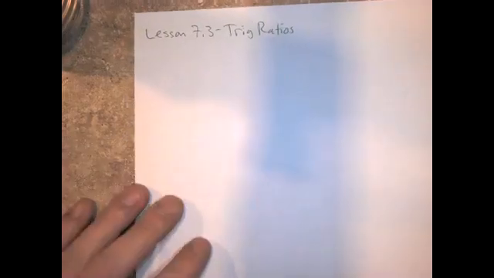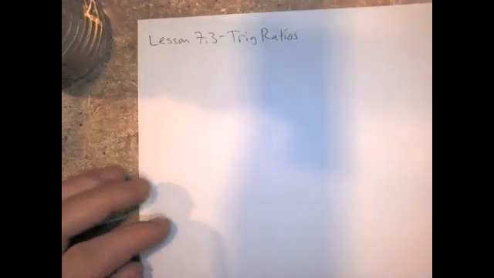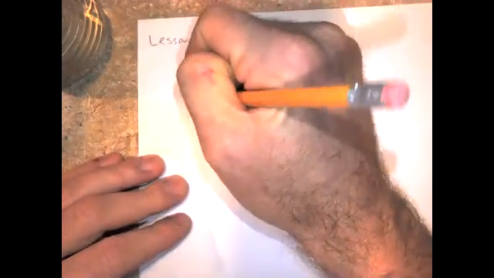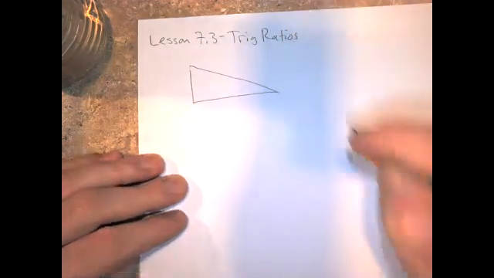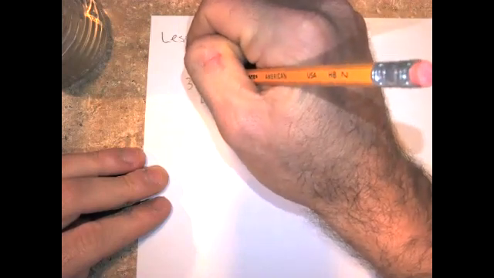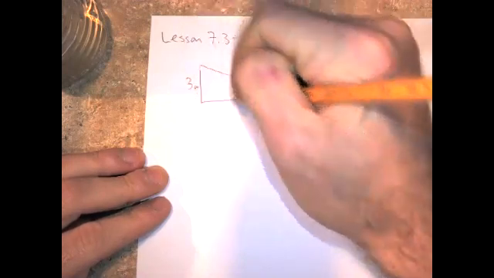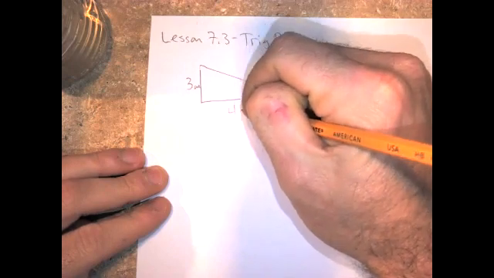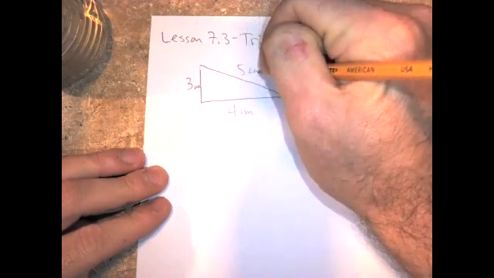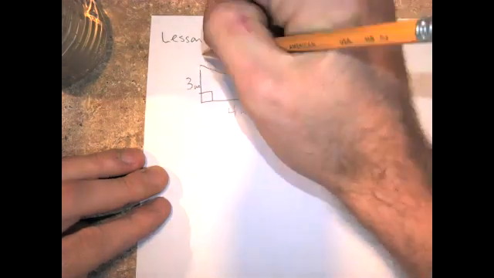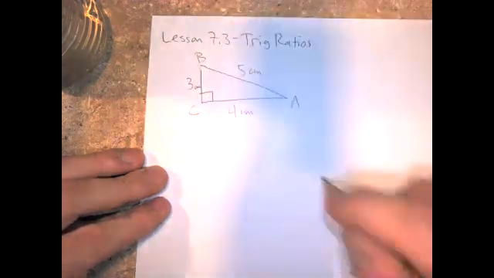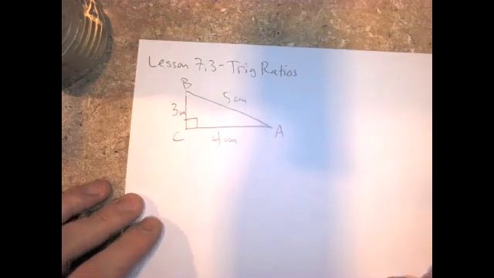All right, lesson 7.3 here, trig ratios. So we're still talking about a right triangle. Let's look at the specific case of 3, 4, 5. So let's say 3 centimeters, 4 centimeters, 5 centimeters. And for the angles, let's say A here, B, and C is the 90 degree angle there.